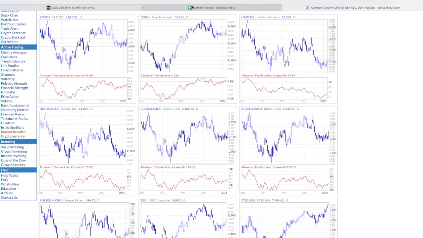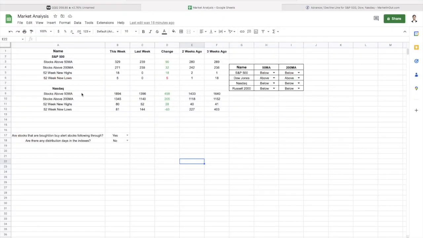So now let's take a look at the Nasdaq. So for the Nasdaq, stocks trading above their 50-day moving average 2 weeks ago was 1,396. And for last week, it was 1,894. So an increase of 498. And for stocks trading above their 200-day moving average, 2 weeks ago it was 1,140, and for last week, it was 1,345, with an increase of 205.